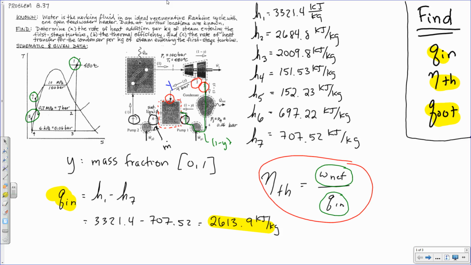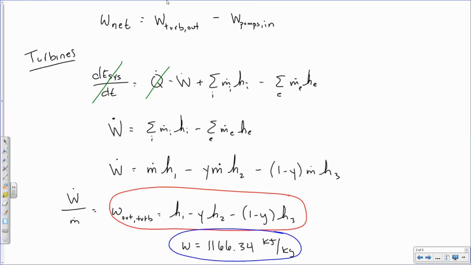We're motivated to solve for net work because the problem asks us to determine the thermal efficiency. In order to determine net work, we also need to determine pumps in. We just solved for the total amount of work out by the turbines. So in order to determine the amount of work in for the pumps, we turn to our friendly equation, the first law, which we've used extensively so far in this exercise.